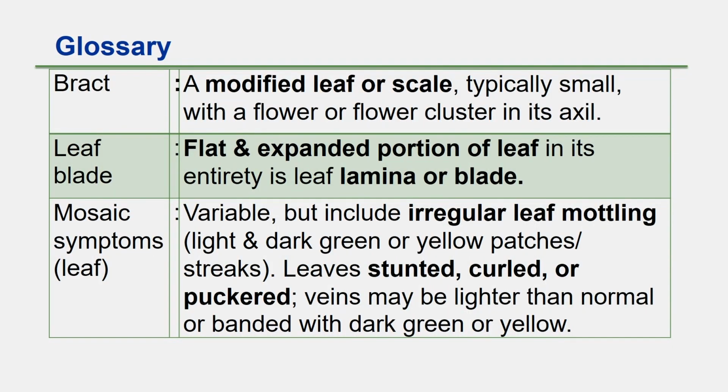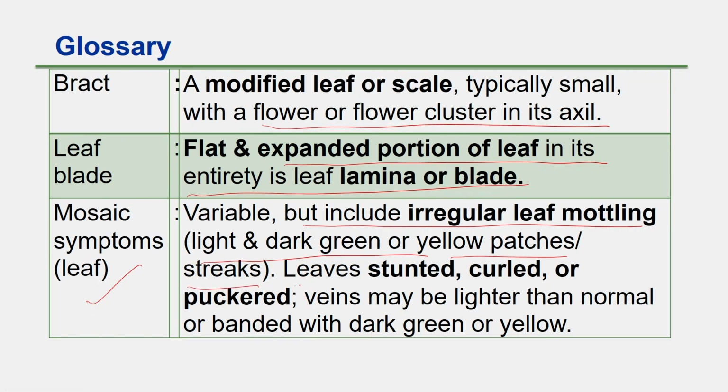Some glossary: bract, a modified leaf or scale, typically small with a flower or flower cluster in its axil. Leaf blade, flat and expanded portion of a leaf in its entirety is leaf lamina or blade. Mosaic symptoms, they come in leaf where they are variable but include irregular leaf mottling, that is light and dark green or yellow patches or maybe streaks also, and leaves stunted, curled or puckered. Veins may be lighter than normal or banded with dark green or yellow. So these are the typical symptoms of mosaic disease.